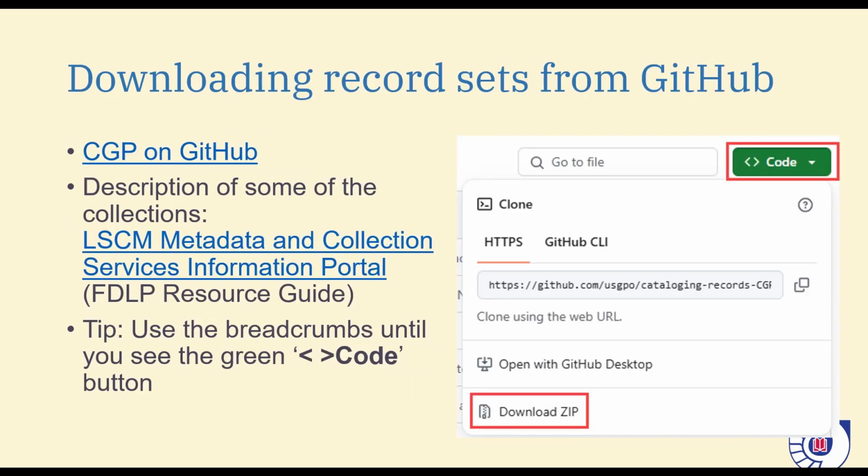All right, so the first thing I'm going to go over is how to download catalog record sets from GitHub. I give you a link here to the CGP on GitHub. I've also given you a description of some of the collections.